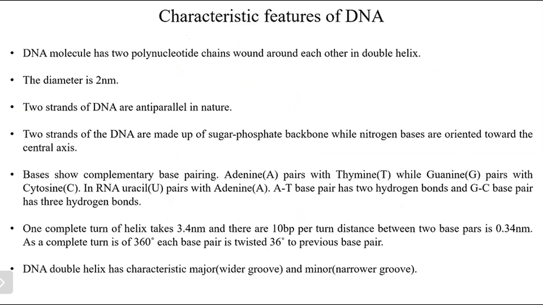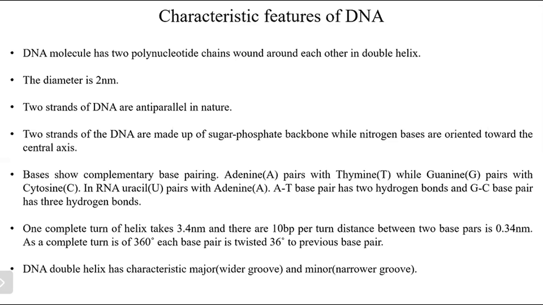So these are some characteristic features. The DNA molecule has two polynucleotide chains wound around each other to form a double helix. The diameter is 2 nanometers. They are anti-parallel in nature. The two strands are made up of a sugar phosphate backbone. Then there is complementary base pairing between adenine and thymine as well as guanine and cytosine. Uracil is present only in RNA, and uracil pairs with adenine. There are two bonds between A and T and three between G and C.